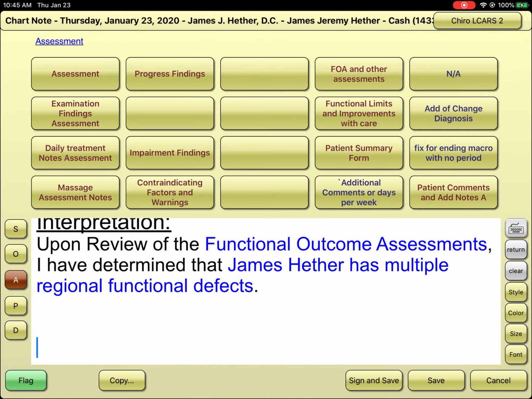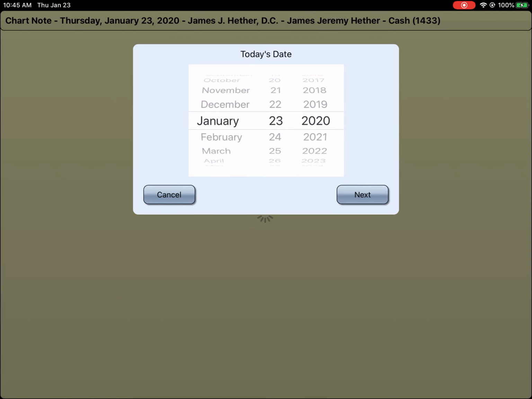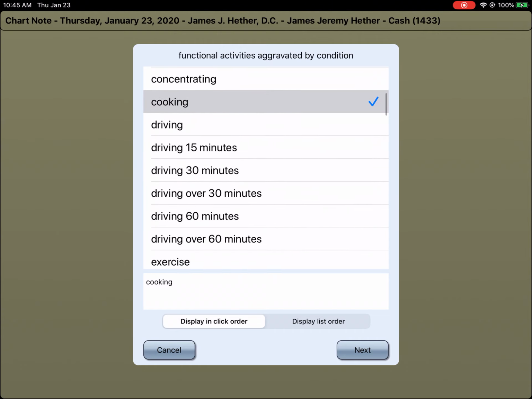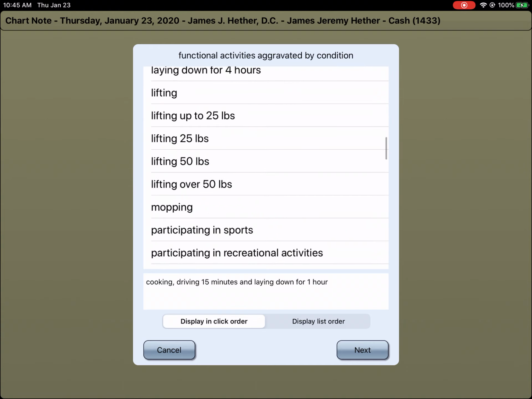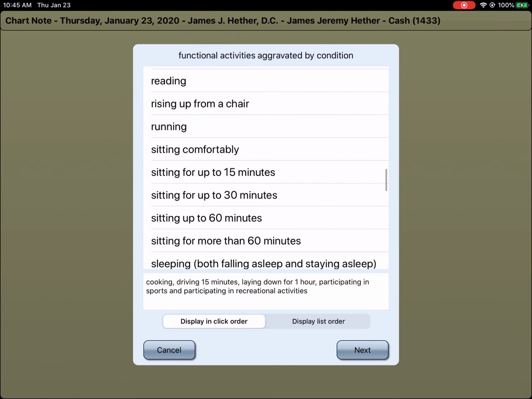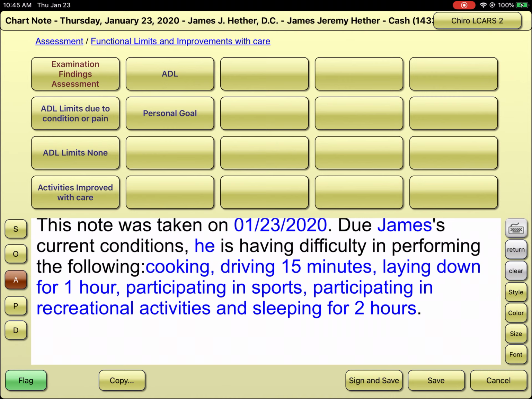On subsequent visits, when I do an ADL, I go under functional limits and improvements with care. And from here, we can just simply ask the person, what does your pain interfere with specifically? And we can go over that they have a problem with cooking, driving for 15 minutes, and laying down for an hour. They have problems with recreational activities and sports, and let's say they have difficulty falling asleep for 2 hours. And again, this is kind of important for this patient.